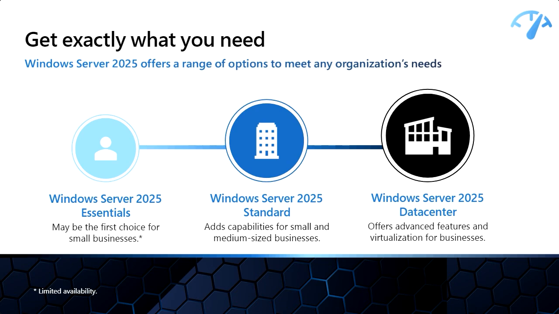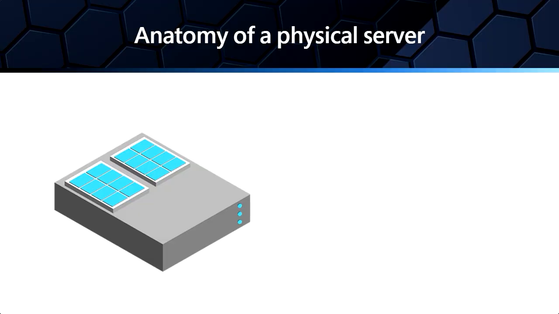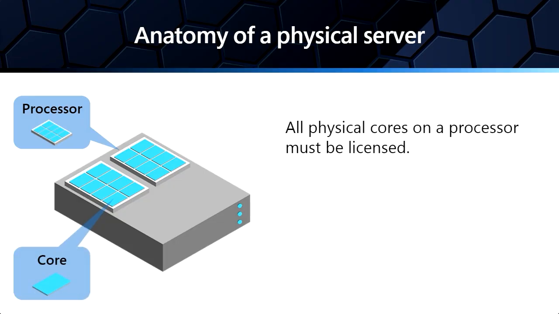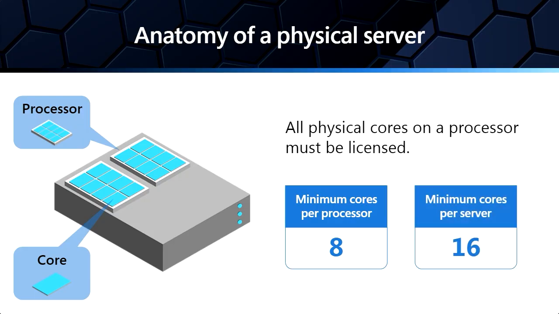And of course, when it comes to that licensing, we want to make sure that everyone understands a couple of things. First and foremost, the anatomy of a physical server, okay? You get your processor, your core, and all physical cores of the processor must be licensed. Now, this is important, okay? Because they must be licensed. Now, each one has a minimum, 8 cores per processor, 16 cores per server.